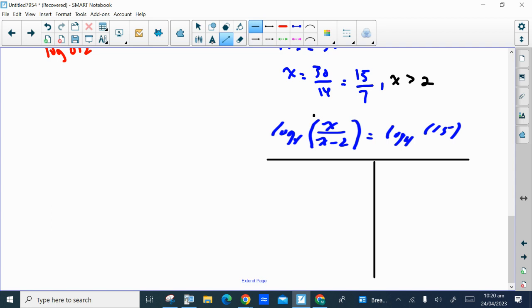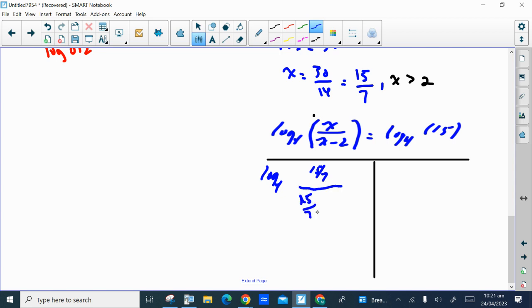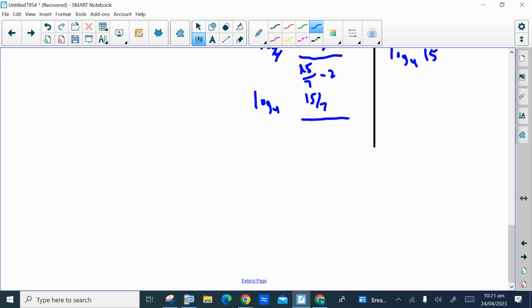So I will have log base 4 of 15 on 7 over 15 on 7 minus 2. That should equal log base 4 of 15. So as I simplify on the left, I'll have 15 on 7 divided by, it'll be 15 on 7, take away 2, which is 14 on 7. So I'll have log base 4 of 15 on 7 divided by 1 on 7.